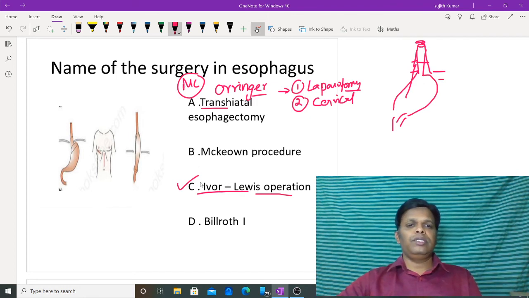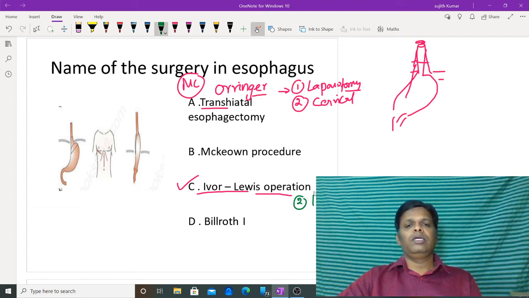And the second procedure is the Ivor-Lewis operation. What is this Ivor-Lewis operation? This is the answer. Here you can see there are two steps of surgery. One is a thoracotomy, and that too a right thoracotomy. And the second one, you have to do the laparotomy.